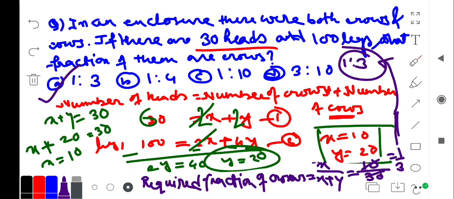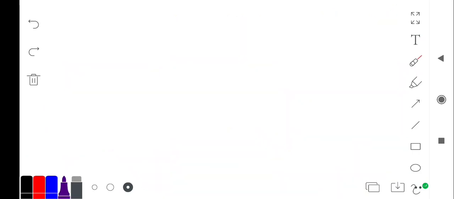So the required fraction of crows is the total number of crows by total, crows plus cows, that is x by x plus y, that is 10/30, that is 1/3, that is 1:3. Okay, so option A is the correct answer. Okay, next, last question.